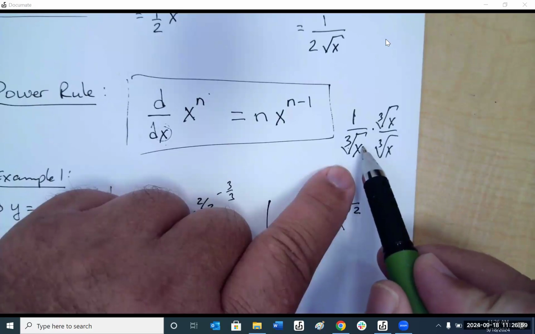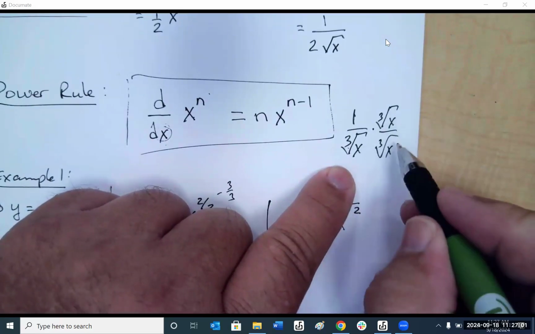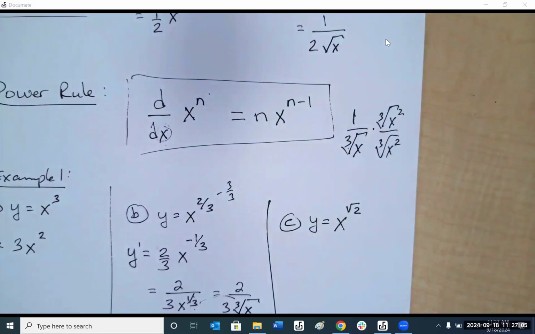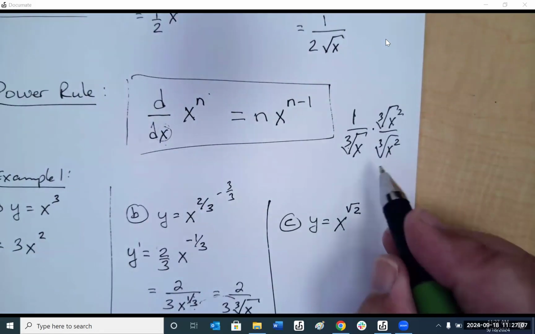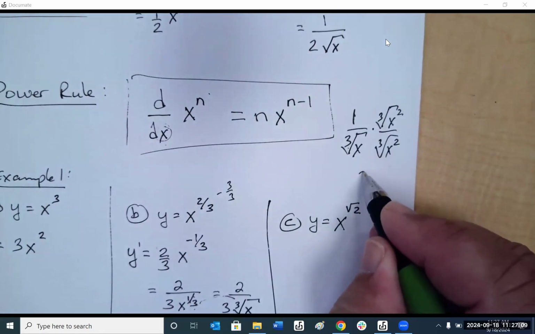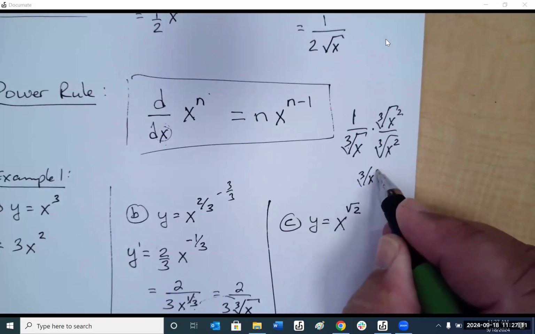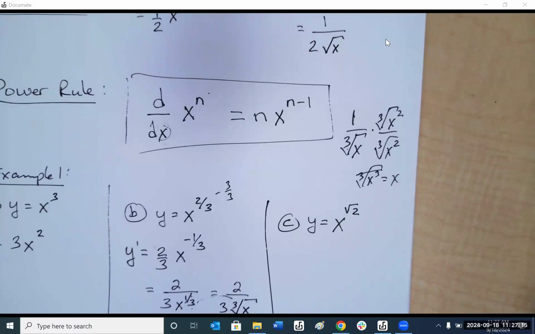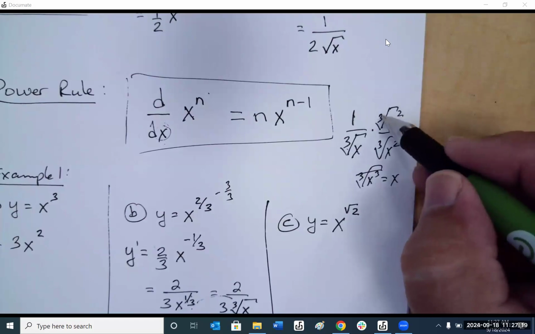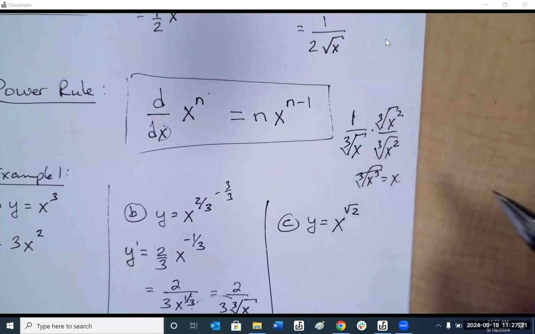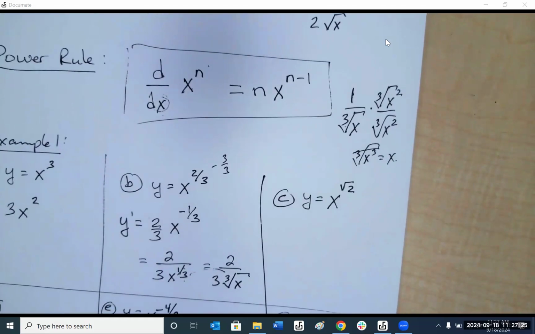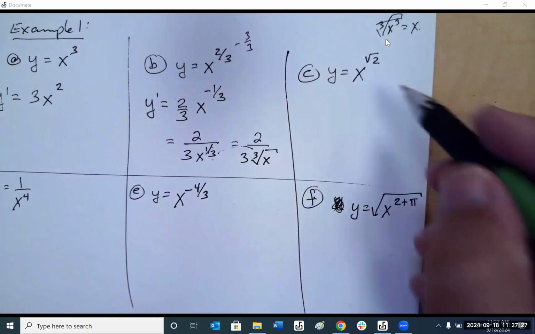How many do we have here? How many do we need? Because now on the bottom, we have cube root of x cubed, which cancels, which gives us x on the bottom. So your answer would be cube root of x squared over x. That's just a side note. How about this one?